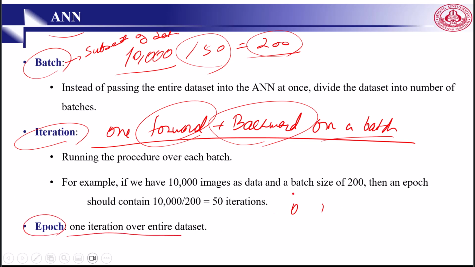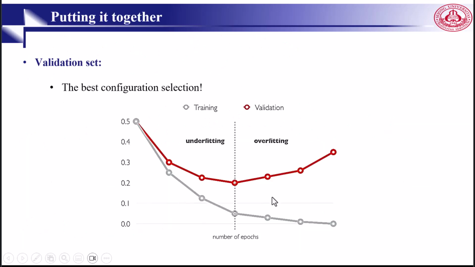Then we have epochs. One iteration over the entire data set is called an epoch. So presentation of the entire training set to the neural network is called an epoch. It means one full pass through the entire data set. We usually train for tens or hundreds of epochs.